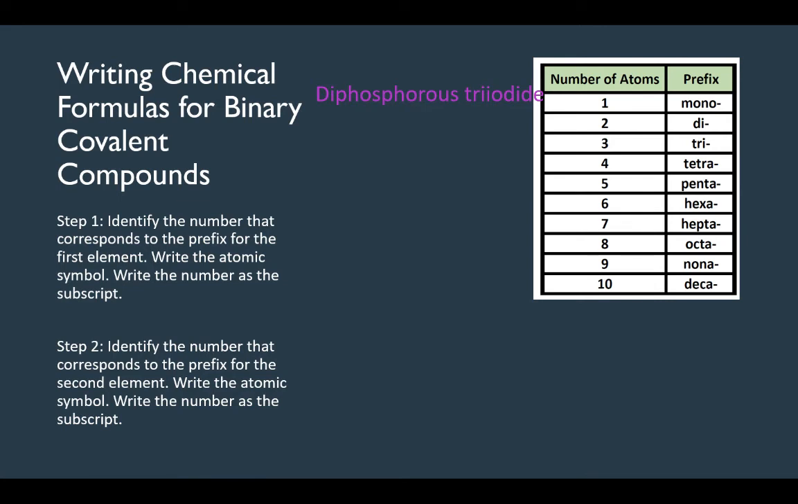So for example, we have diphosphorus triiodide. So our first prefix would be di, and our element is phosphorus. So we would have P2, right? Di is 2, and then we have triiodide. So notice the ending is IDE. That is not the same as the element on the periodic table. It's really iodine. But remember, when we're naming, we're changing that ending of the last one. But triiodide is really iodine, and tri is 3. So we would have 3 iodines. So our chemical formula would be P2I3.